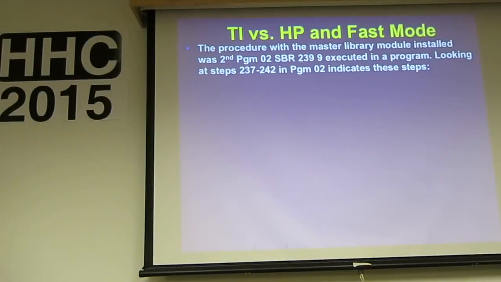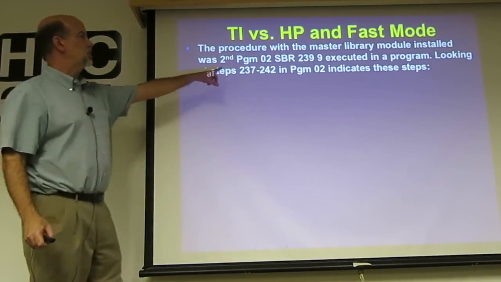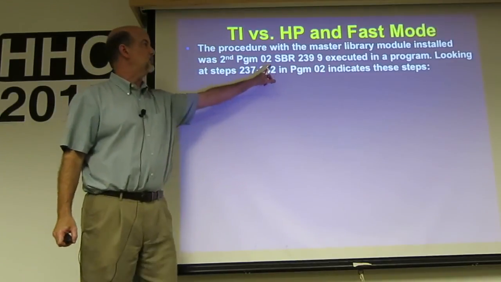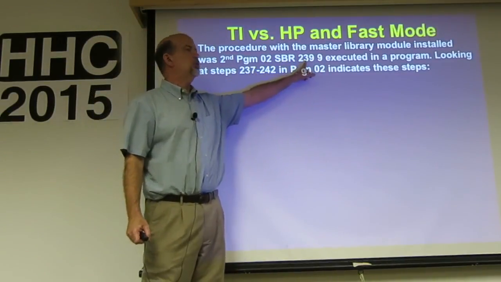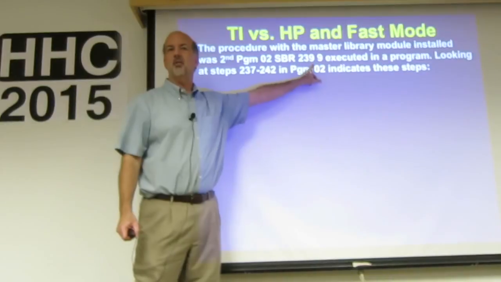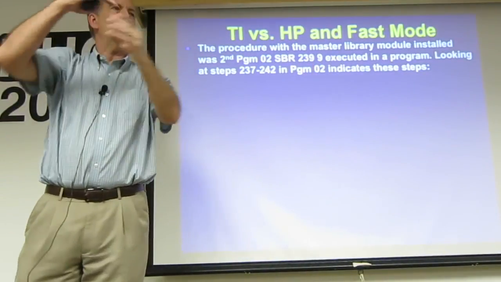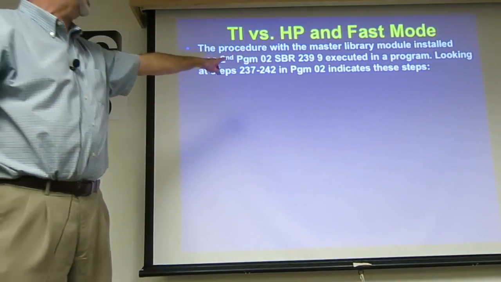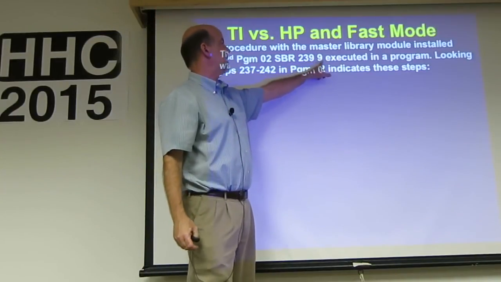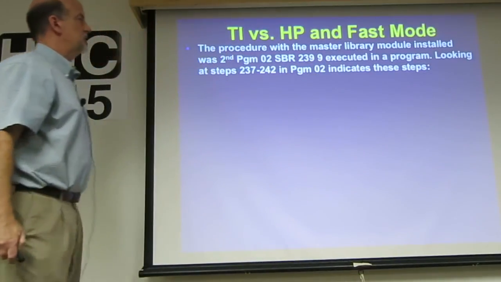The procedure to start fast mode, really strangely, was second program 2 in the master library. It would hit program 2, and it started a subroutine at step 239. So it's jumping in the module, executing a step. Why step 239? By the way, you had to have a 9 after this. It didn't do anything, but you had to have a 9 there.